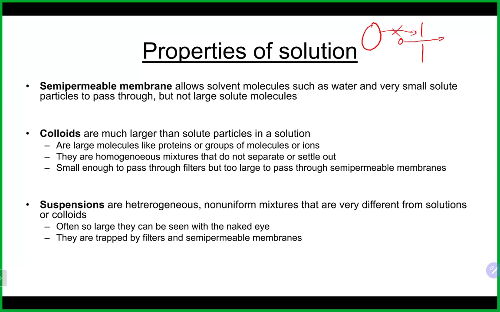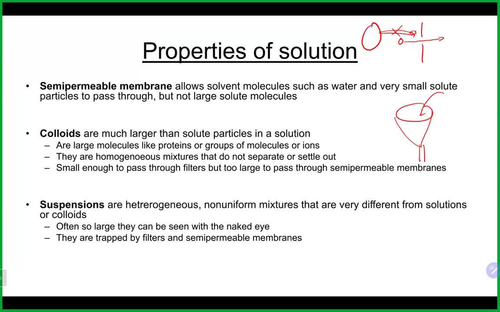Now, when we talk about colloids, colloids are much larger than solute particles in solution. These are typically large molecules like proteins, or groups of molecules or ions together. They are homogeneous mixtures, which means when you look at them, they look the same throughout. Remember, homogeneous looks the same throughout. They typically do not settle out or separate. They are small enough to pass through filters, but too large to get through the membranes. They are small enough to pass through filters like filter paper.